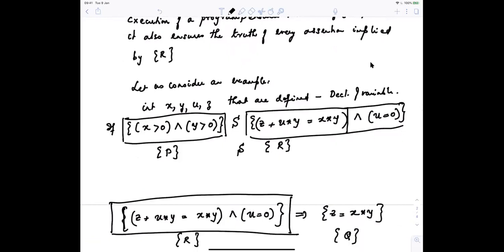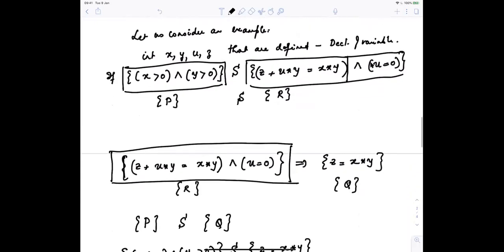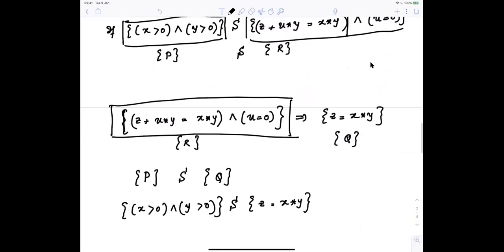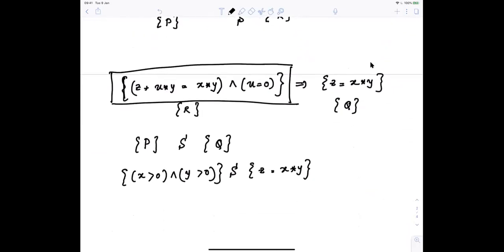And if x is greater than 0, y is greater than 0, a sequence of statements are executed. After the execution of the sequence of statements, we can assert that the variable z plus u star y equals x star y and u equal to 0. Then from this R, we can surely assert that z equal to x star y. This implies this primarily because u is 0 and you get z equal to x star y, applying the rules of arithmetic. Here we are applying u equal to 0 and we can prove this.